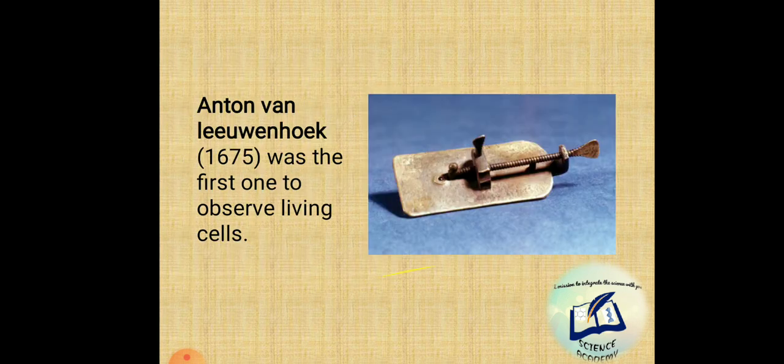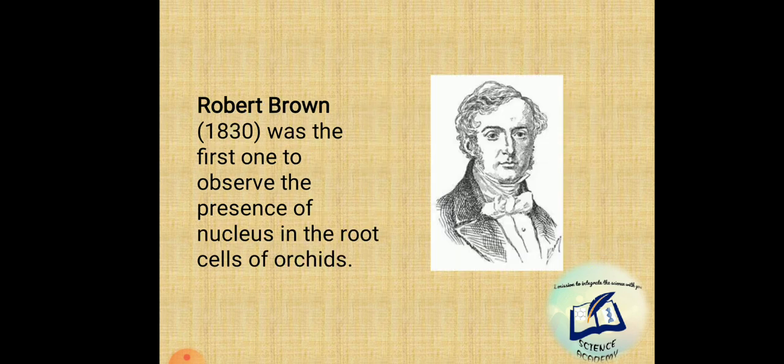After that, in the year of 1675, Anton van Leeuwenhoek, a Dutch draper, was the first one to observe living cells in bacteria. After that, in the year of 1830, a scientist Robert Brown was the first one to observe the presence of the nucleus in the root cells of orchids. So, this was the discovery and historical background of the cell.